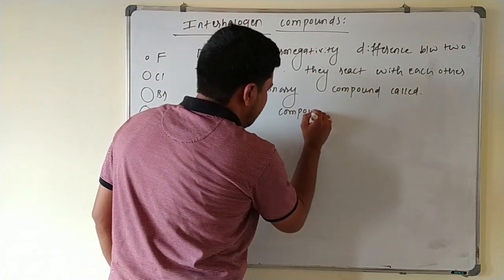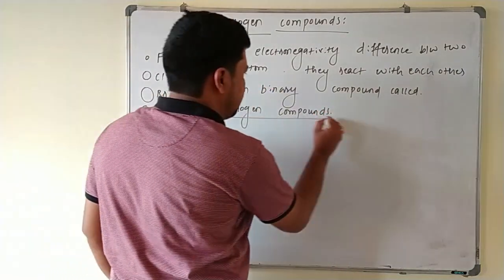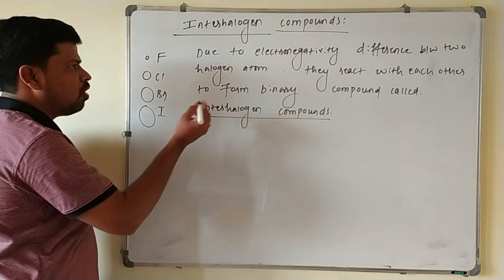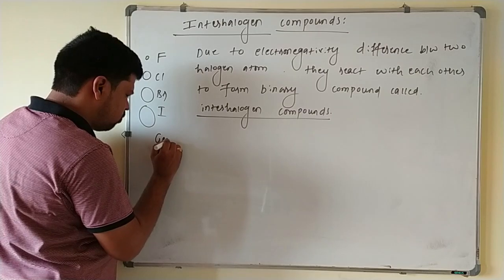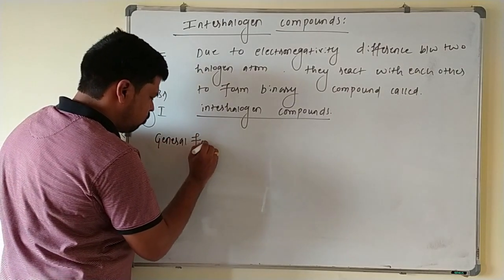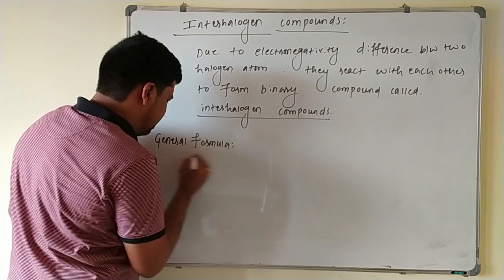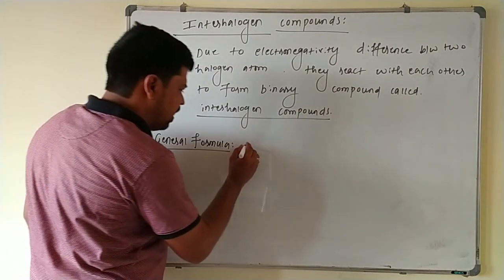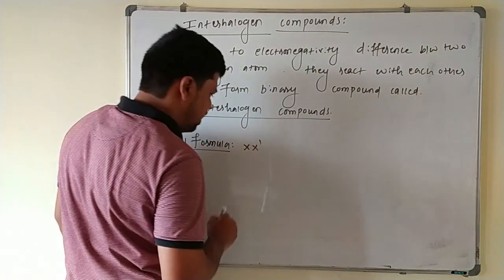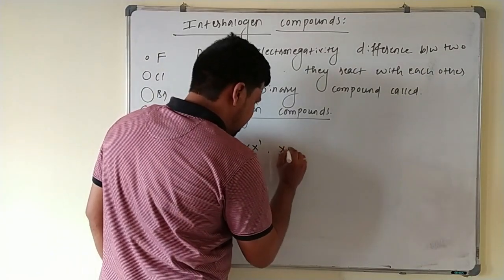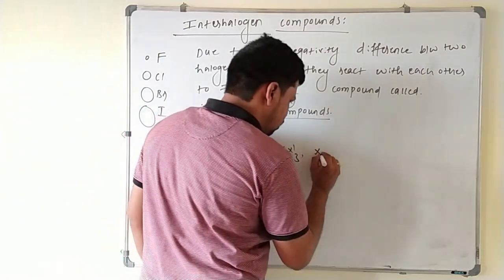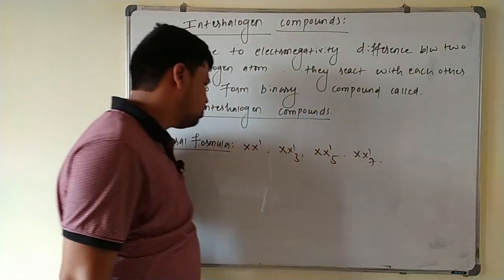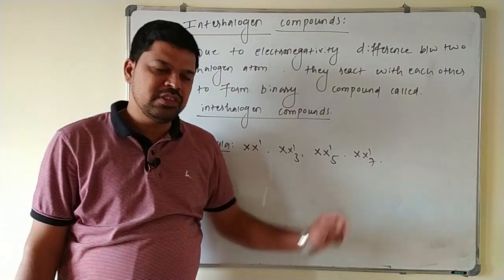Interhalogen compounds. Simply, whenever two halogen atoms react with each other, an interhalogen compound is formed. So what type of interhalogen compounds are formed here? That is related to the oxidation state of group 7 elements. The general formulas are XX', XX'3, XX'5, XX'7. These are the general formulas of interhalogen compounds.